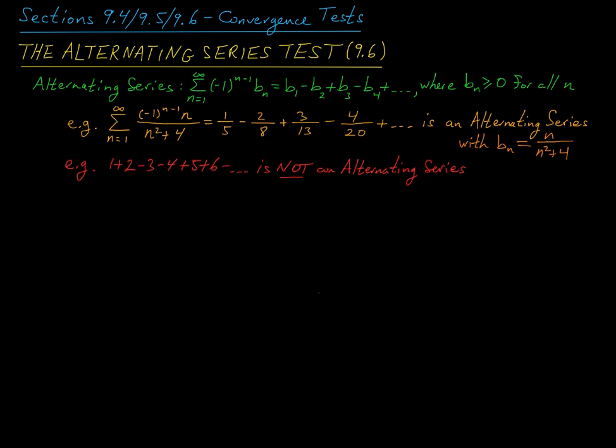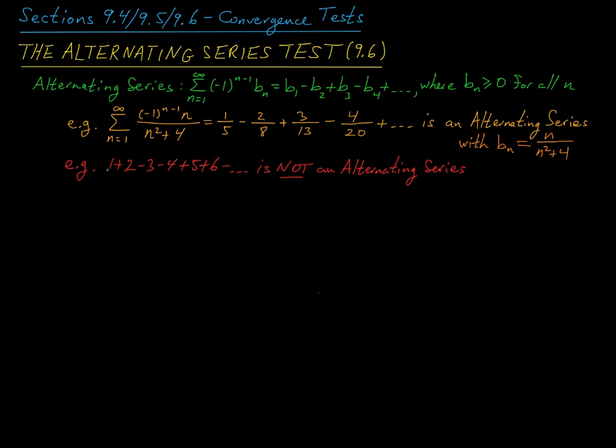All right, so here's an example. The sum of negative 1 to the n minus 1 times n, all divided by n squared plus 4. Expanding there, we get 1/5 minus 2/8 plus 3/13 minus 4/20, and so on. So this is an alternating series. And here, b sub n is the part of the thing you're summing that's multiplying this sign alternator, the negative 1 to the n minus 1. So here, b sub n is n over n squared plus 4.